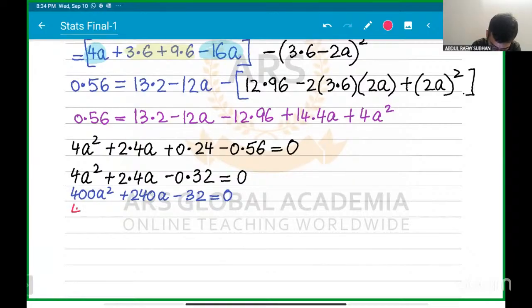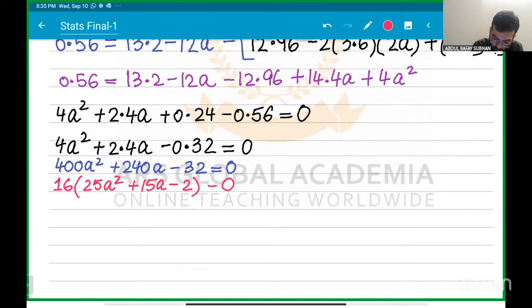And now you take common. Let's take a bigger number common. I think 8 we can take common. बल्कि उससे बड़ा number as well, maybe 16 we can take common. Yes, तो 16 common ले लेते हैं. 400 divided by 16, that's 25a squared. 240 divided by 16, we got 15a, and 16 twos is 32. अब further नहीं हो सकता, so that's it. 0 divided by 16 cancels out, sir.